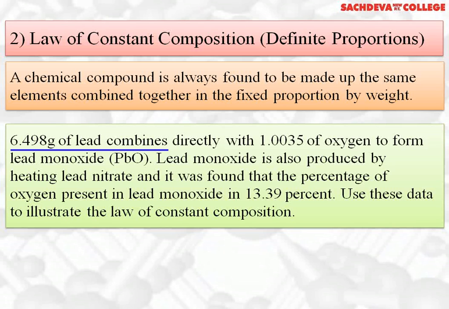6.498 gram of lead combines directly with 1.0035 gram of oxygen to form lead monoxide. Lead monoxide is also produced by heating lead nitrate, and it was found that the percentage of oxygen present in lead monoxide is 13.39%. Use this data to illustrate the law of constant composition.